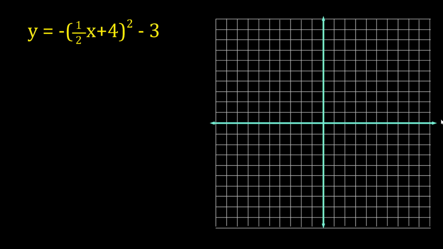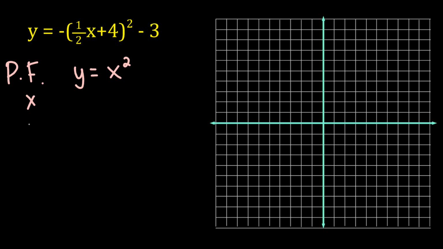All right, this is our third of three transformations, multiple transformations going on at once in this equation. And so what I'm going to do is start, like we've done on the other two videos, with the parent function. So the parent function on this one, if you notice, is x squared. So y equals x squared.